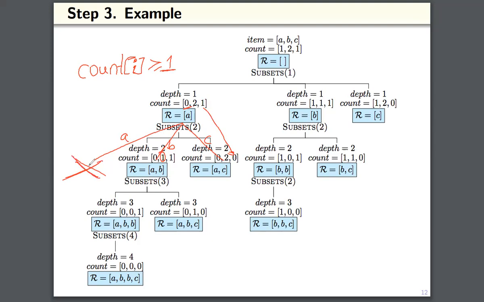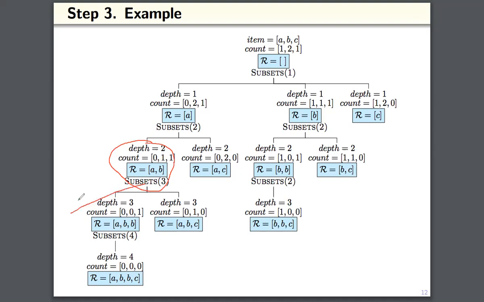Similarly, this was anyway not possible. Now let's try this node. Let's have A, B, C from here. A, B, C.